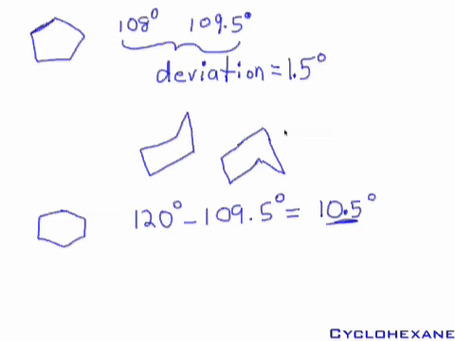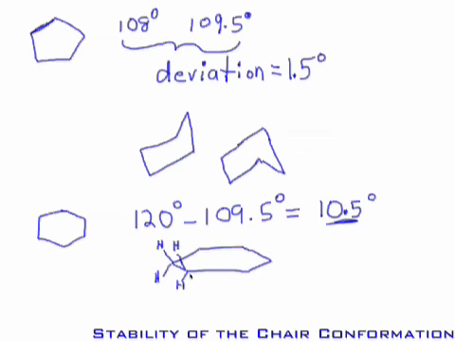And also, don't forget, with deviation comes torsional strain. So if we drew an edge-on view, and we drew our H's, the H's would be eclipsed if we drew it flat, with extensive torsional strain. So you'd have significant angle strain if it was flat, significant torsional strain. Why would cyclohexane be the most predominant ring structure for organic compounds?